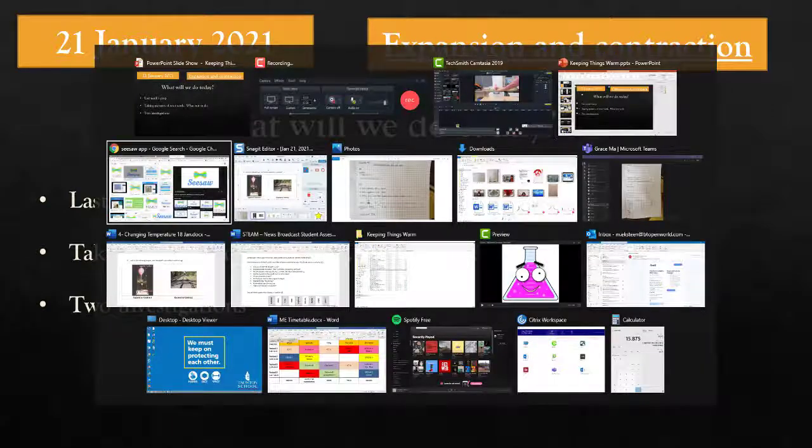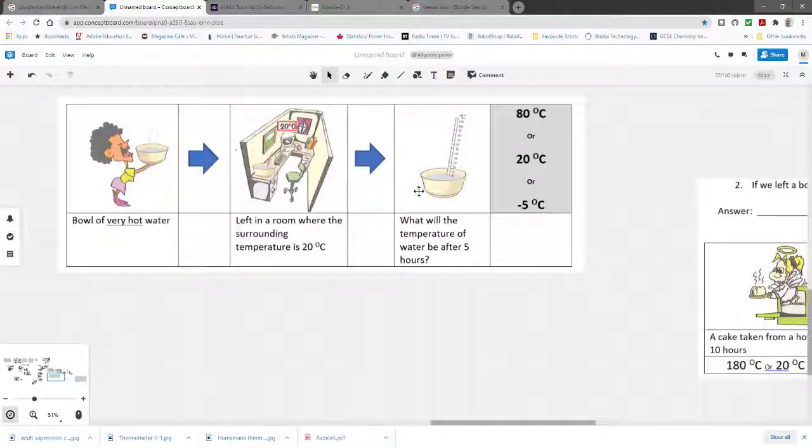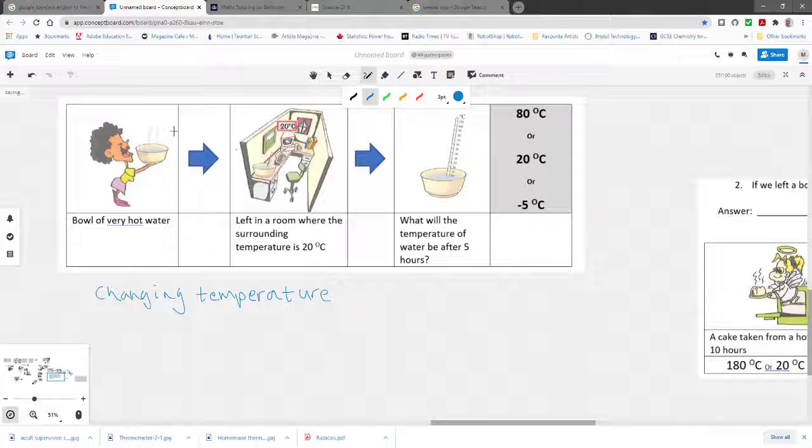Now, in last week's prep, we were looking at changing temperature, and why things were changing temperature. So here we've got someone walking. We said it's got a bowl of very hot water. So inside here there is very hot water. If we say very hot, anything from about 70 degrees Celsius is probably very hot.